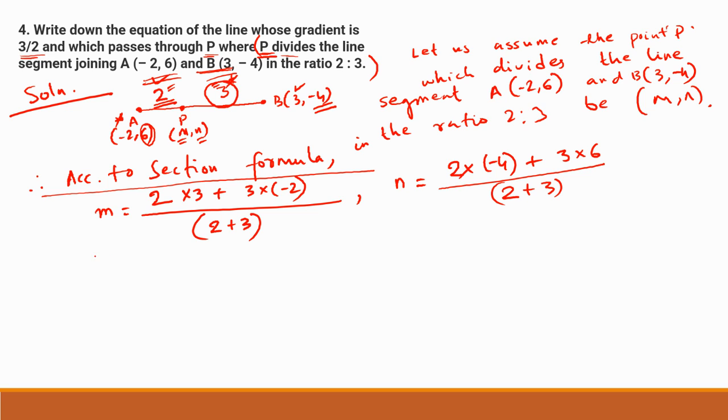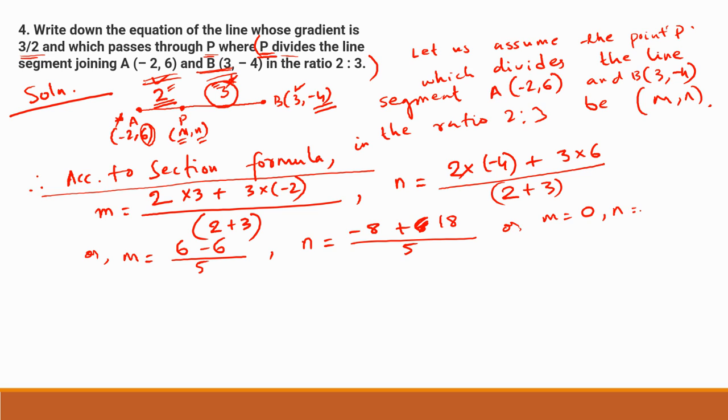Okay, hope this is clear to you. Or m equals 6 minus 6 by 5, so this will become 0. N equals 18 minus 8, sorry, 6 times 3 is 18, divided by 5. So m equals 0, n equals 2, right? 18 minus 8. So therefore we get P as 0 comma 2.